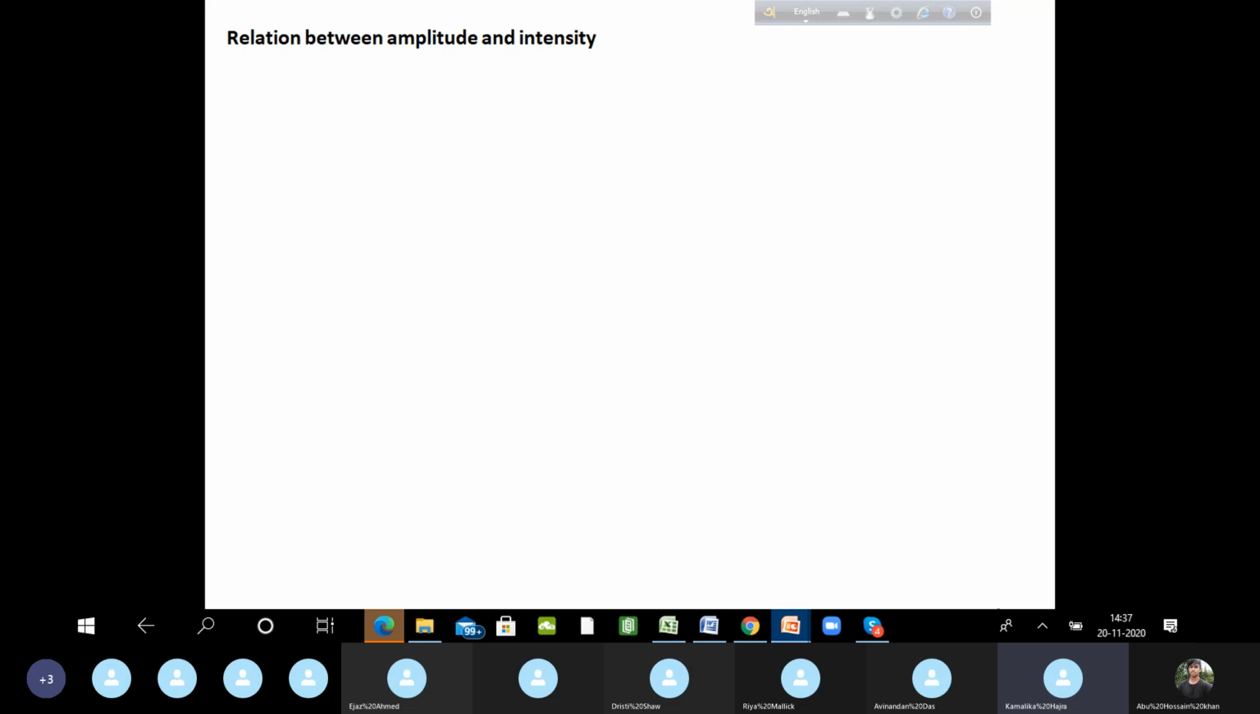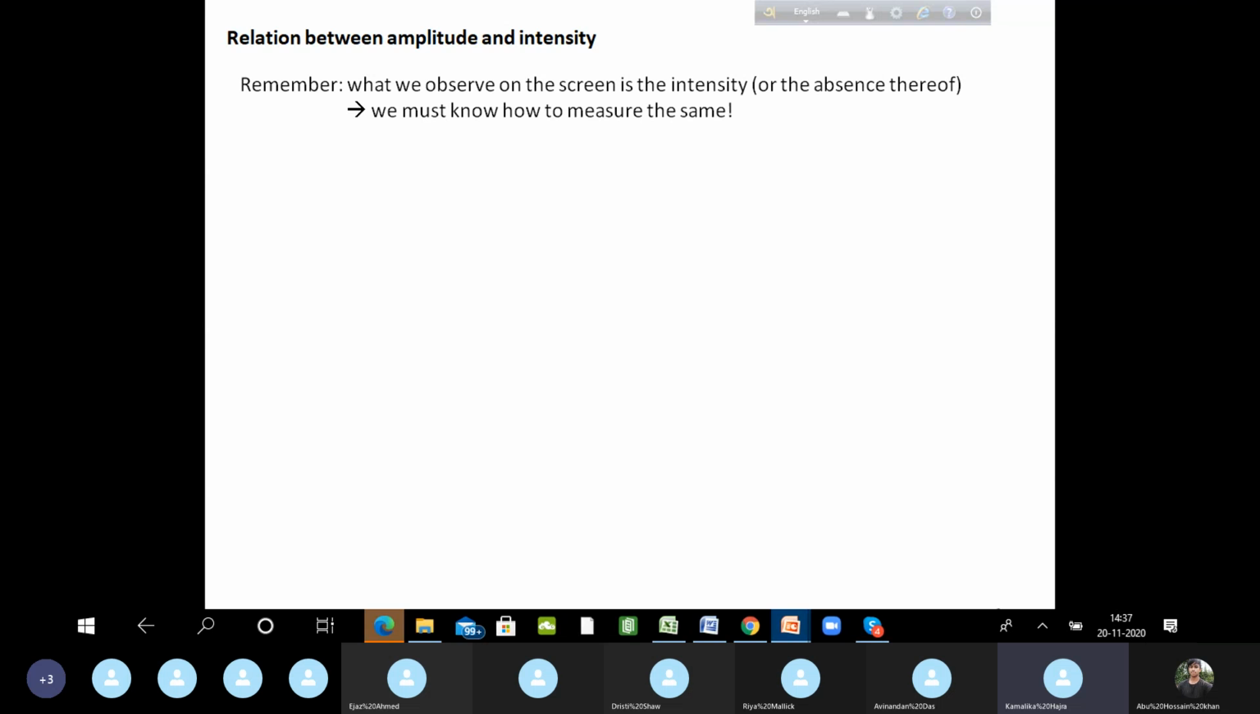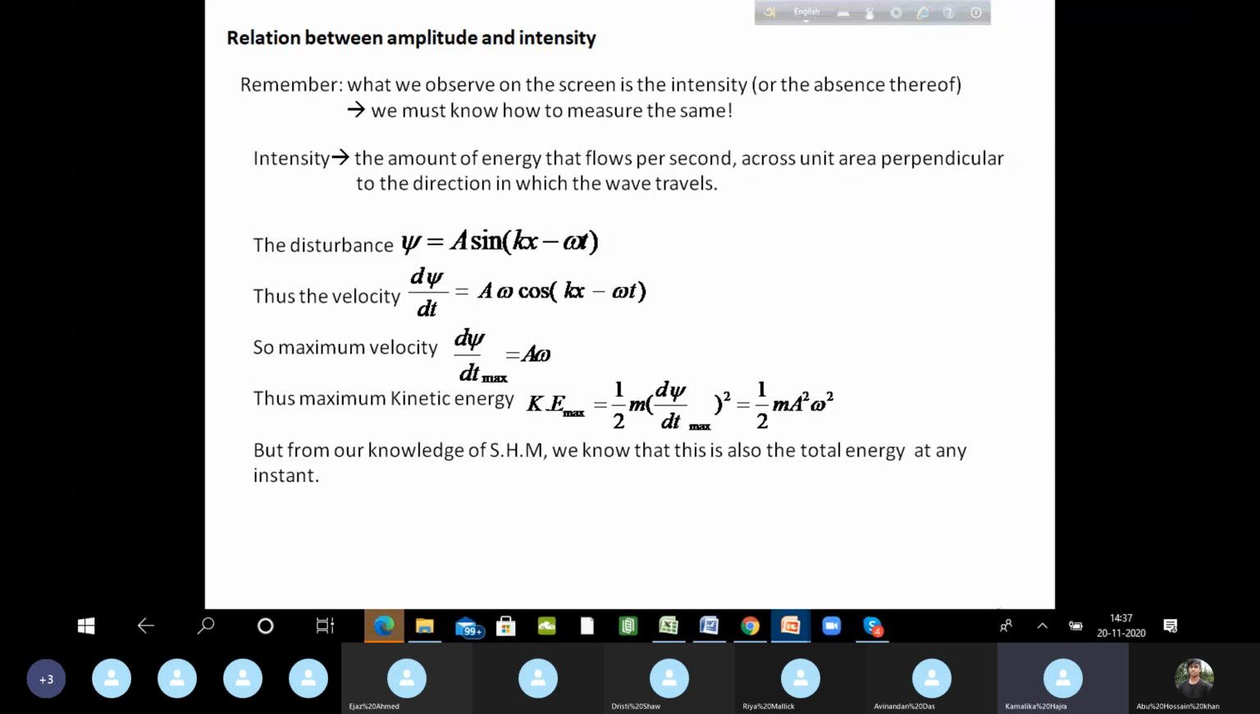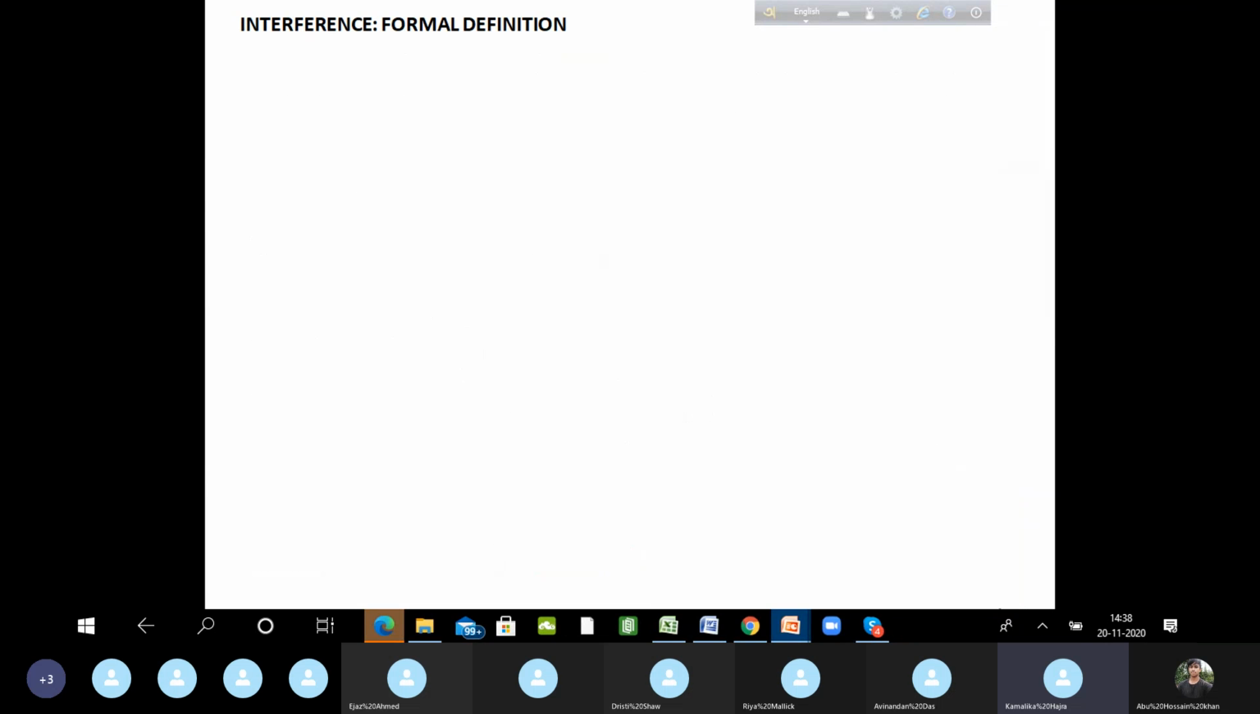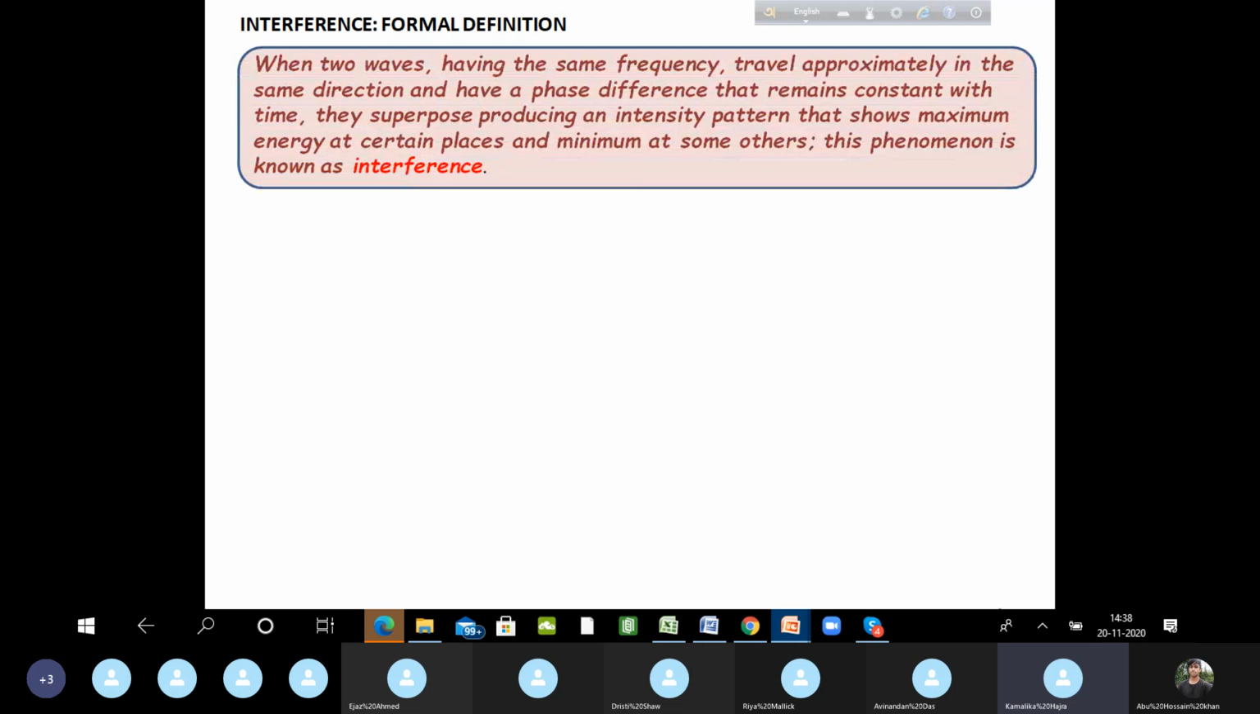Okay. And next, we need to know the relation between amplitude and intensity. I am not going through the derivation. Just remember that intensity is always amplitude squared. Okay. So we have now three things. We know Huygens principle. We know that by the principle of superposition, at the point of superposition, you have to algebraically add the two amplitudes, and intensity at a point is the square of the amplitude. Okay. So now this is the formal definition of interference.